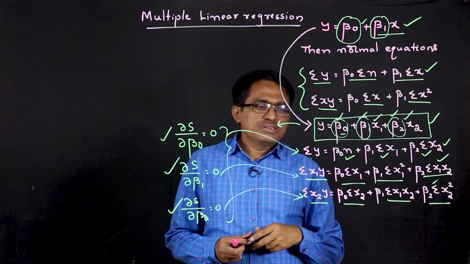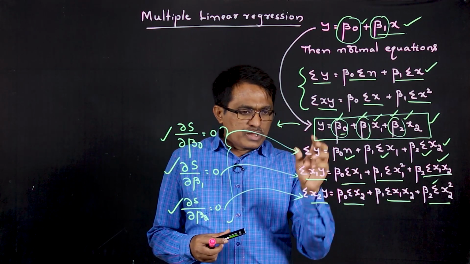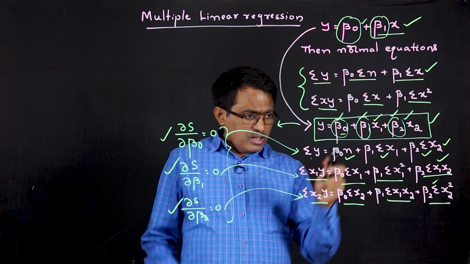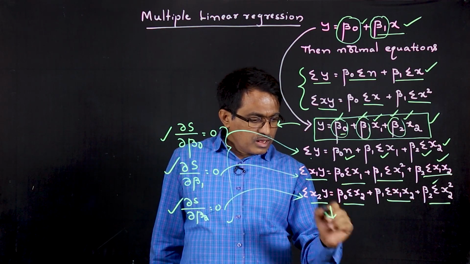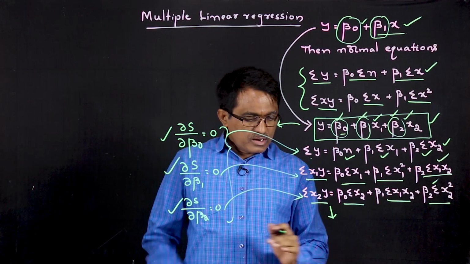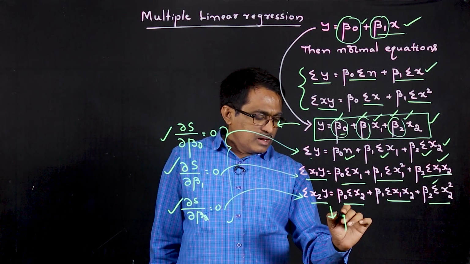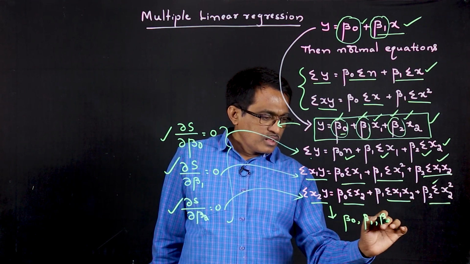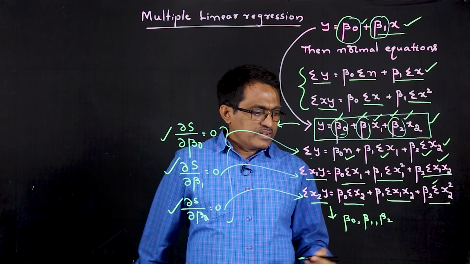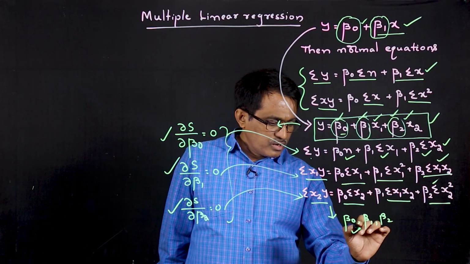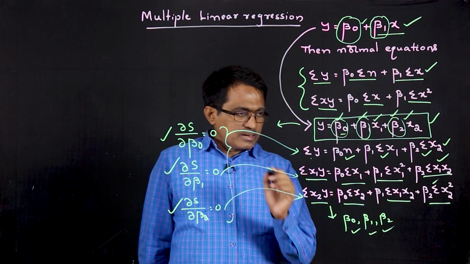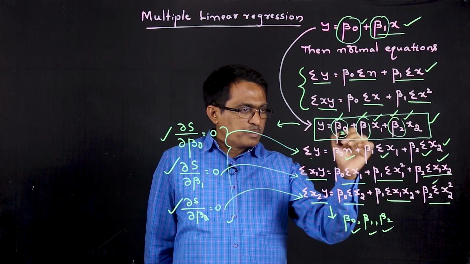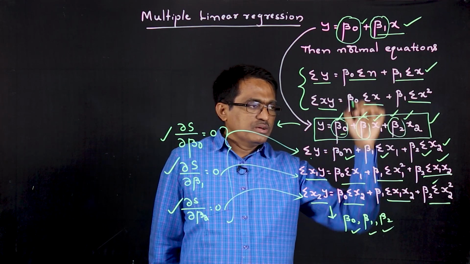Once we have the normal equations, it is very simple: we can plug in all the values of the data we had. Then we will have linear equations involving beta naught, beta 1 and beta 2. On solving this system of linear equations, we get the values we are looking for. That means we get the multiple linear regression expression y equal to beta naught plus beta 1 x1 plus beta 2 x2.